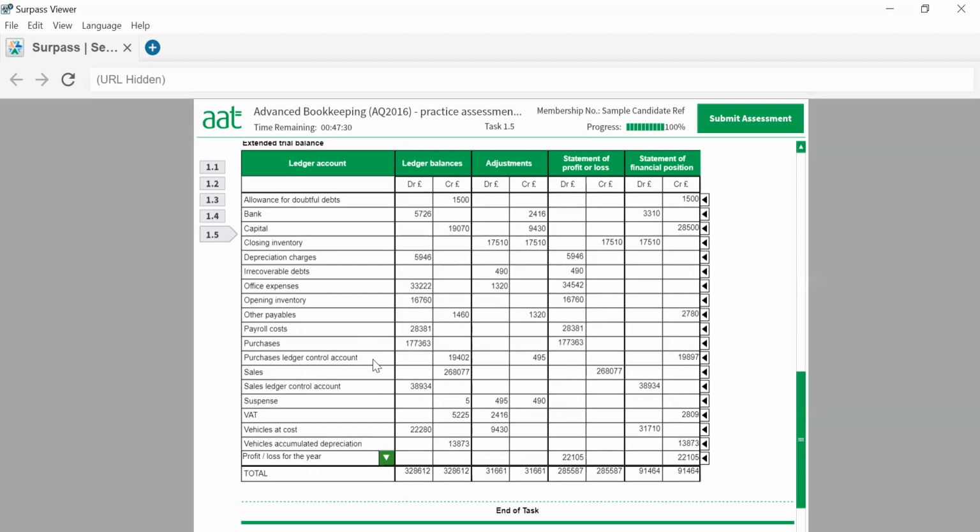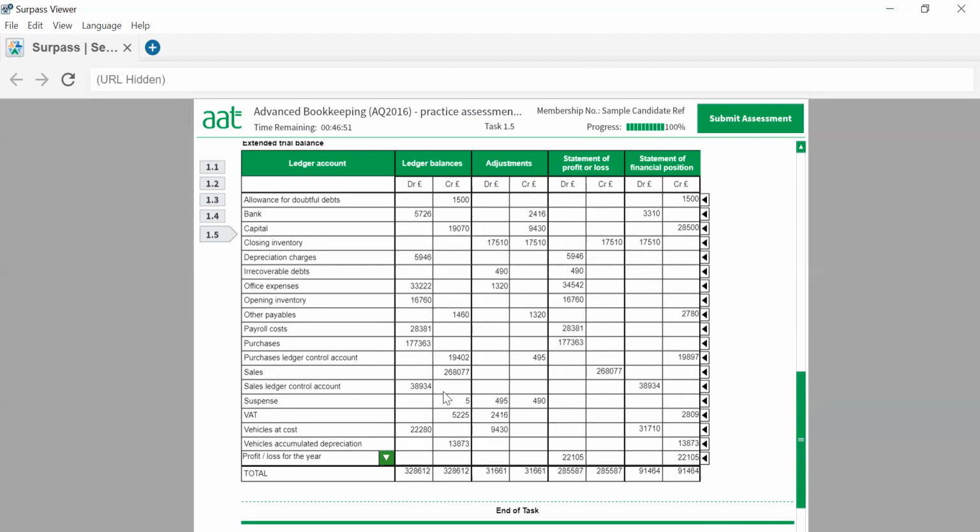177,363. Your purchase ledger control account is your creditors, so your suppliers. So you owed your suppliers 19,402. You got an extra 495 to include. So therefore, you owe your suppliers 19,897, which goes as a current liability in your statement of financial position. Sales is obviously credit, liabilities, income, so on the credit side is 26807, so you credit your sales in your statement of profit and loss.